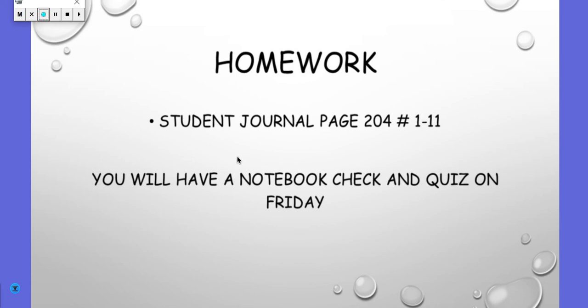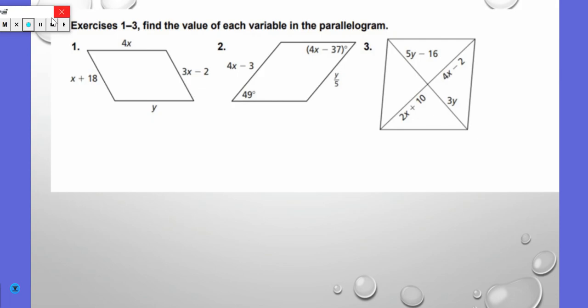Alright guys, so your homework for tonight will come out of your student journal, and it's going to be page 204, and you're going to do numbers 1 through 11. And all of these problems, I didn't make these, are from your Big Ideas Math book, so these are their problems. Okay, so it says in exercises 1 through 3, find the value of each variable in the parallelogram.